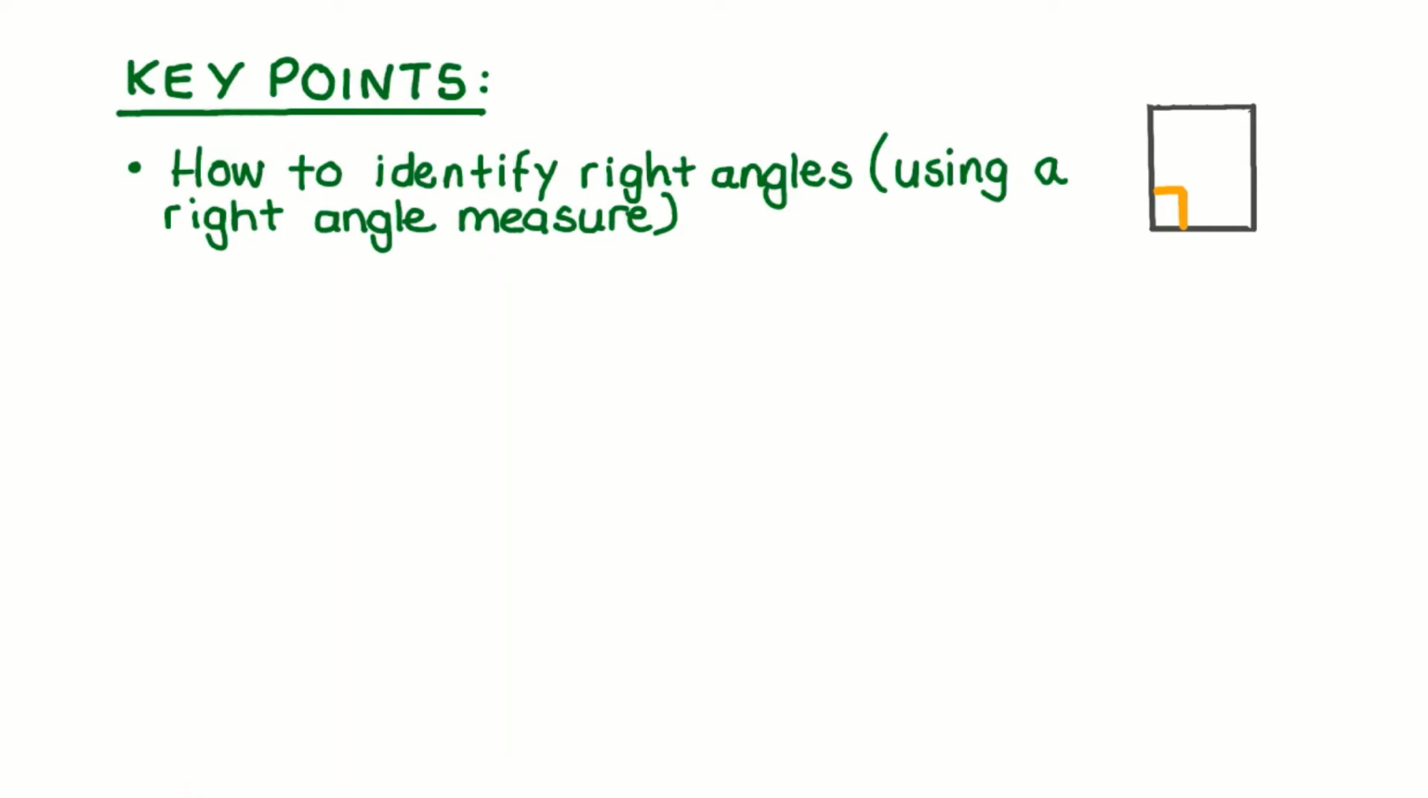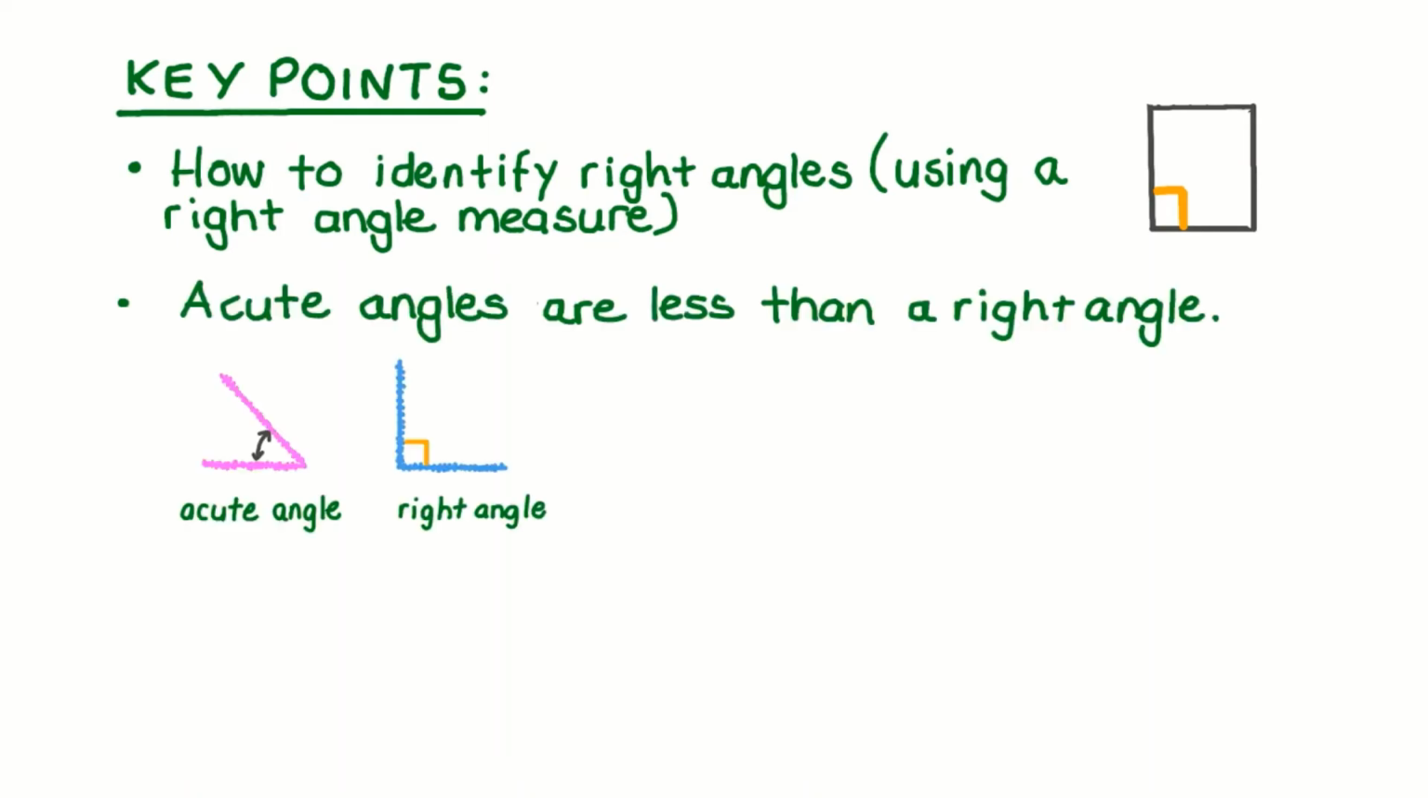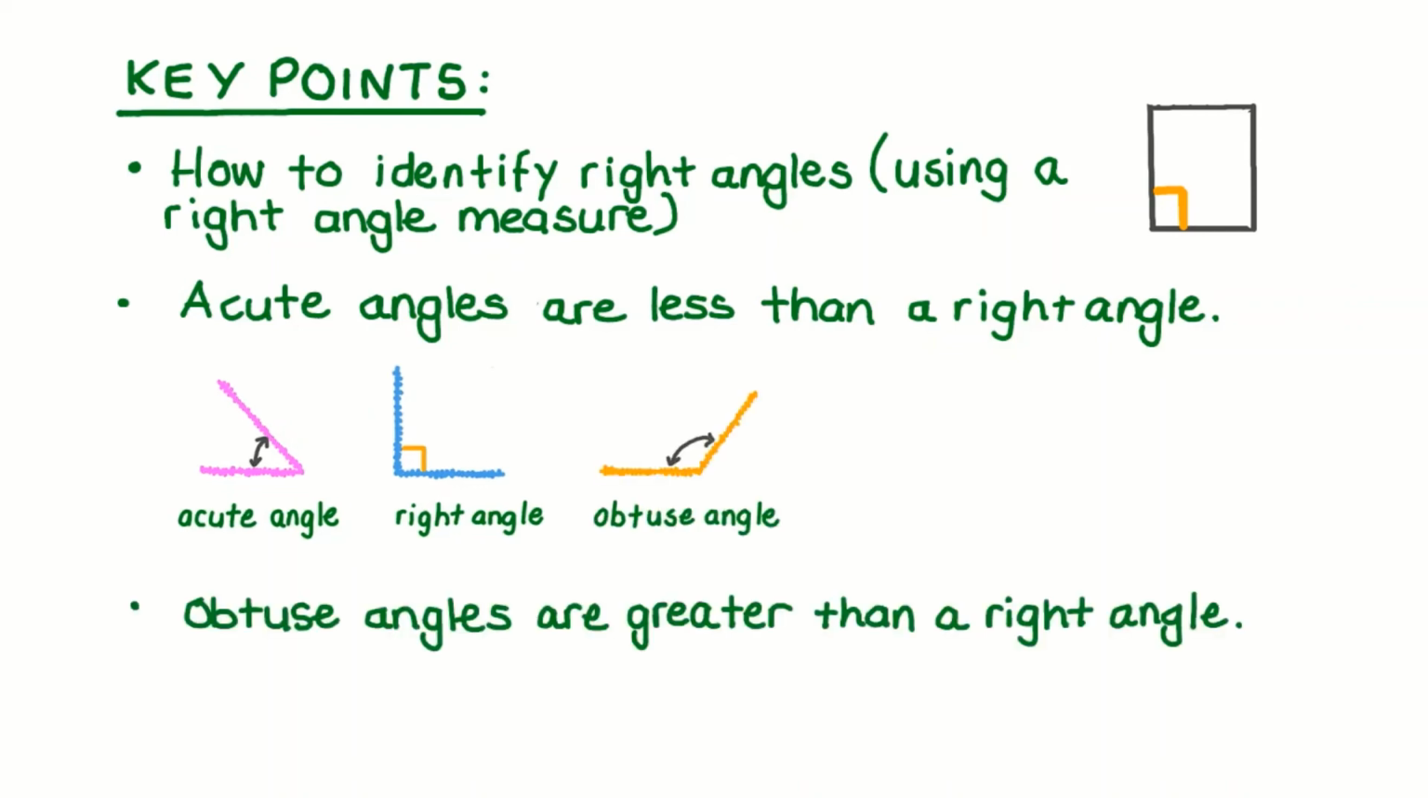What have we learned in this video? We've learned how to identify right angles using a right angle measure. We've learned that acute angles measure less than a right angle. And we've learned that obtuse angles are greater than a right angle.